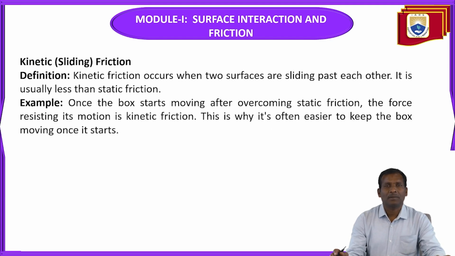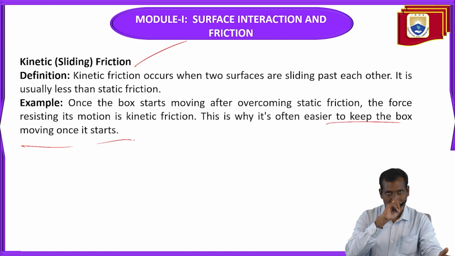Next one is kinetic friction, that is, sliding friction. The definition: kinetic friction occurs when two surfaces are sliding past each other. It is usually less than static friction. Example for this sliding friction: once the box starts moving after overcoming static friction, the force resisting its motion is kinetic friction. This is why it is often easier to keep the box moving once it starts.